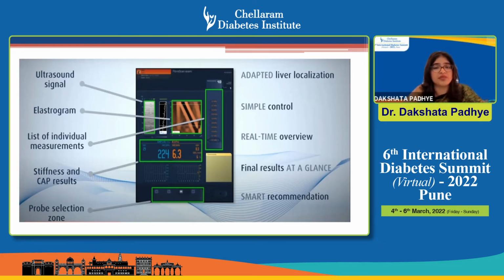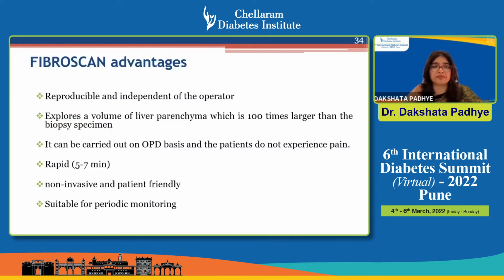List of individual measurements. We just understood that 10 validated measurements are taken, and in the box below, 224 is basically the value of steatosis, which we are not very much interested in, but we need to know the stiffness value. The stiffness value is 6.3 kilopascal. That means it is normal. And probe selection is also very important in obese patients to avoid false high or false low readings. We need to use the XL probe.